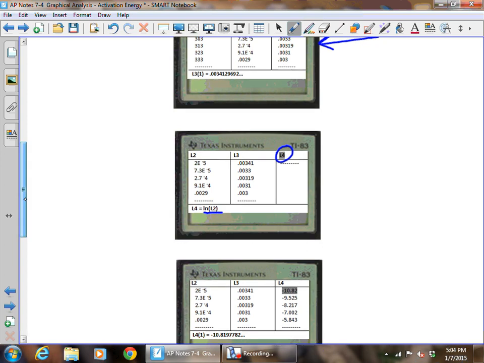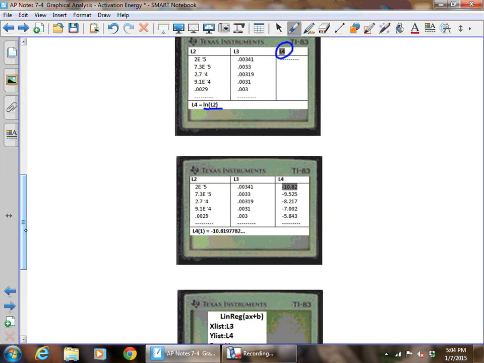When you hit enter, then if you did it correctly, you should have these values, and this is what your screen should look like. Now, the nice thing about the activation energy calculation is that you don't have to go through graphing 3 different lines. All we want to graph is simply L3, comma L4. We're only graphing our 1 over temperature and our ln of K.